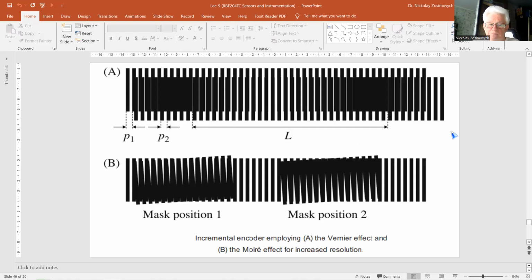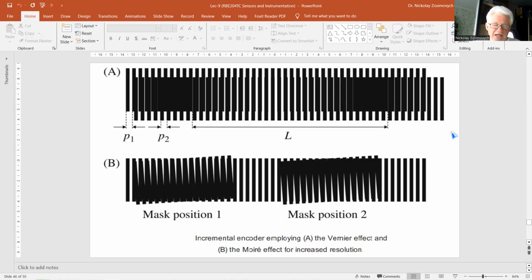Apart from interpolation, the resolution can further be increased by employing the Vernier effect or the Moiré effect. Two identical scales with patterns having a slightly different pitch cause, when superimposed, alternatively light and dark zones along the encoder scale with a synthetic period L, as you can see in figure A.